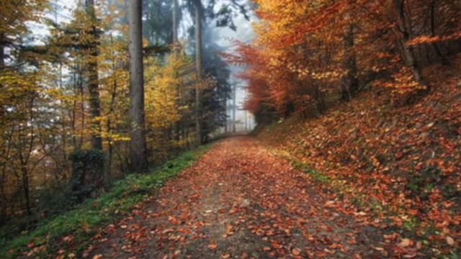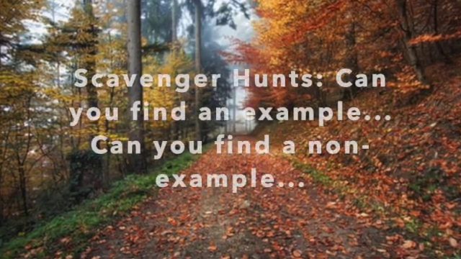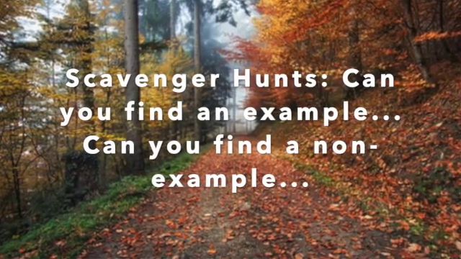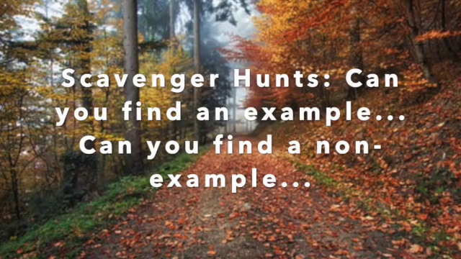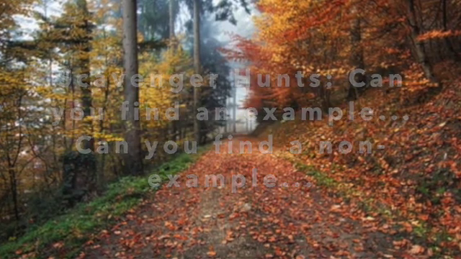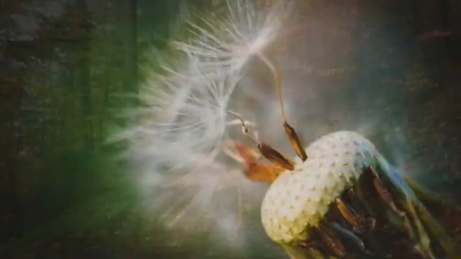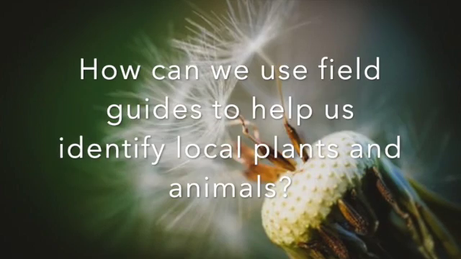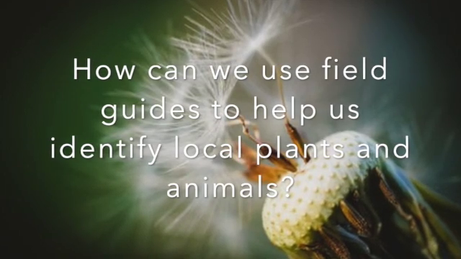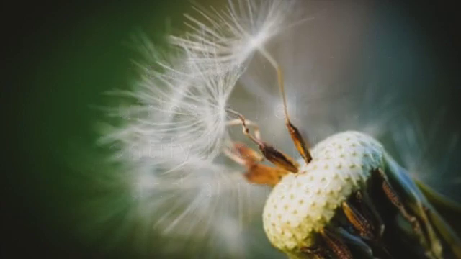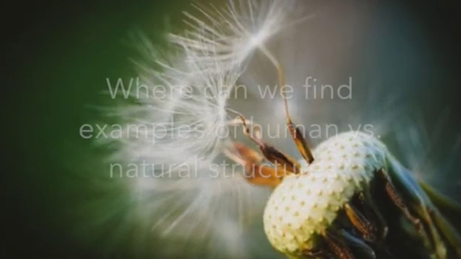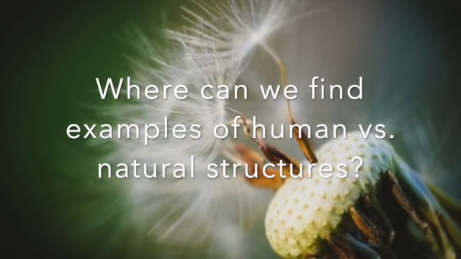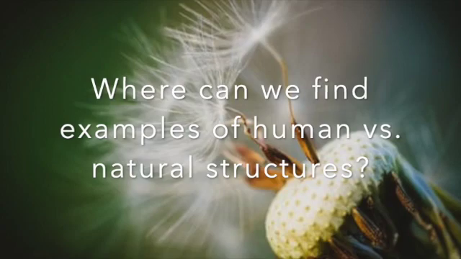The book also lends itself to a wide variety of scavenger hunt ideas, maybe finding examples of wild and finding non-examples of wild, or finding examples of flowers and non-examples of flowers. We could also introduce how to use field guides to help us notice and name the local plants and animals and identify their characteristics. Using the social skills processes, such as gathering and analyzing data, we could encourage students to look for examples of human versus natural structures and identify community patterns based off their observations.